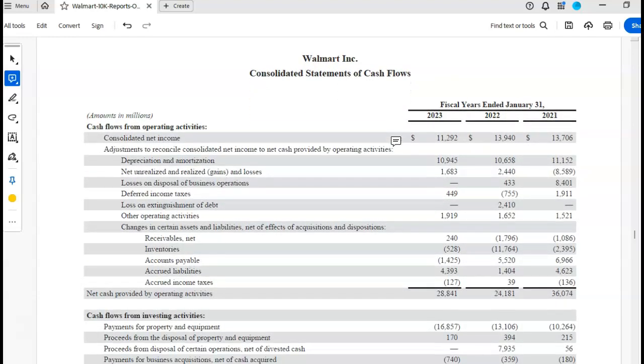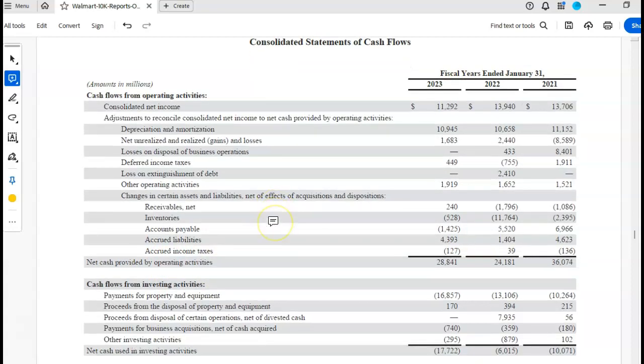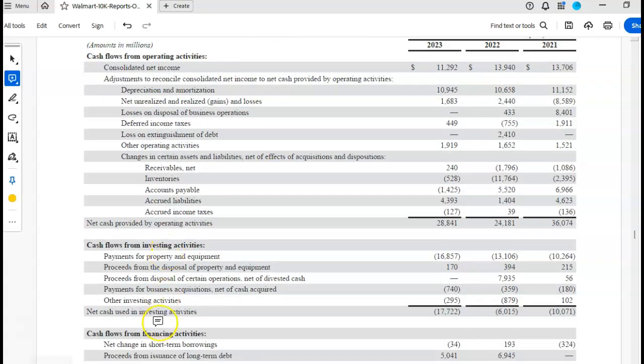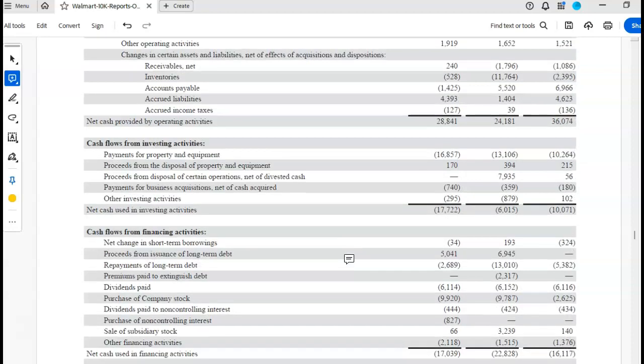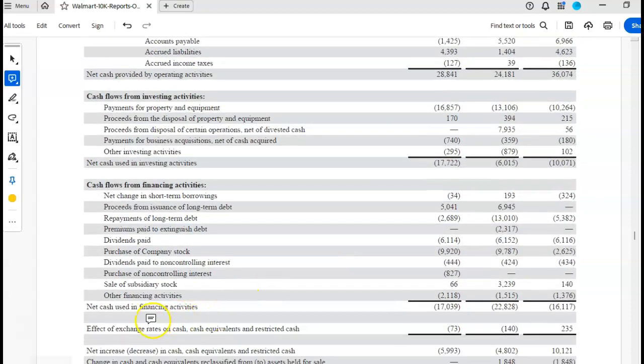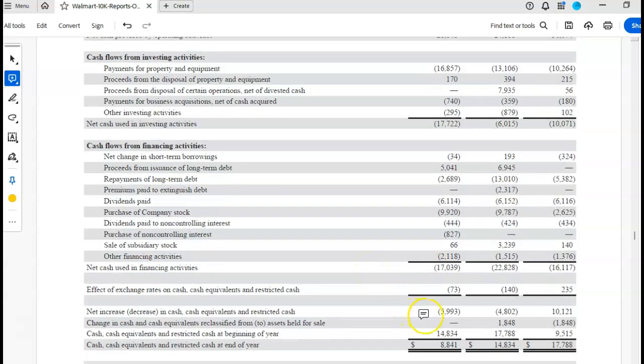This statement shows the cash that came in from operating activities. Net cash provided means that was an increase in cash. It shows the cash from investing. If it says net cash used, that was a decrease in cash. And the cash from financing. And again, if it says net cash used, that means a decrease in cash. So overall for this year, and again, these numbers are in millions, their cash balance decreased by almost $6 billion in the year of 2023.